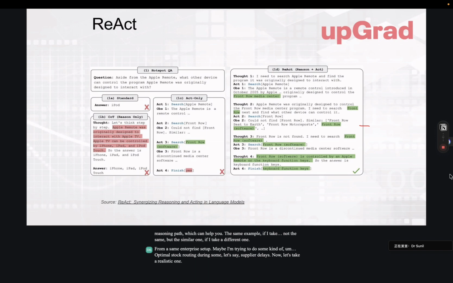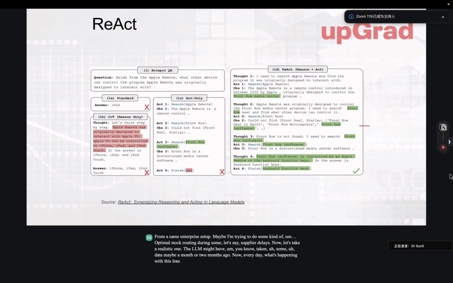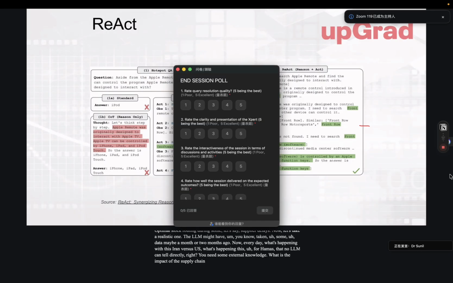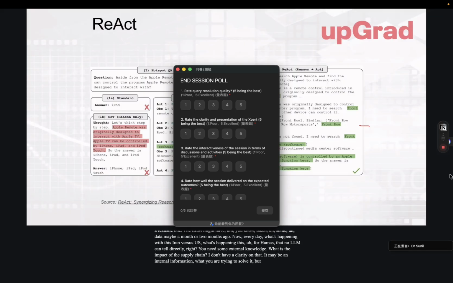The LLM might have taken some data maybe a month or 2 months ago. Now, every day, what's happening with Iran versus US, what's happening with Hamas, no LLM can tell that directly, right? You need some external knowledge. What is the impact on the supply chain? I don't have clarity on that. It may be internal information that you are trying to solve, but it has some dependency on the external one, especially the supply chain.